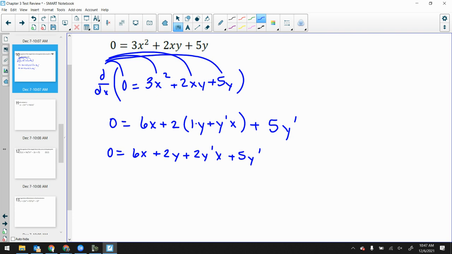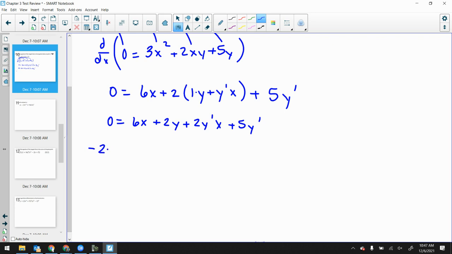I always like y prime being on the left side. Let's get all my y primes over to the left side, shall we? So we are going to subtract the 2y prime x and subtract the 5y prime, leaving the 6x plus 2y on the right side. I moved my y prime terms over to the left side, leaving just my x and my y on the right. And now I've got to factor out the y prime, which is negative 2x minus 5.